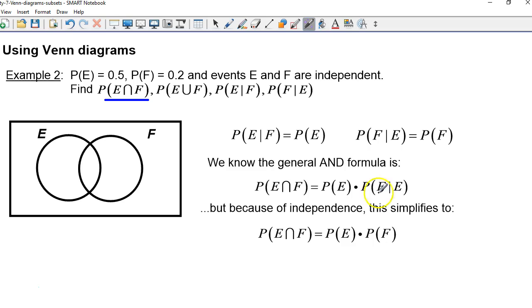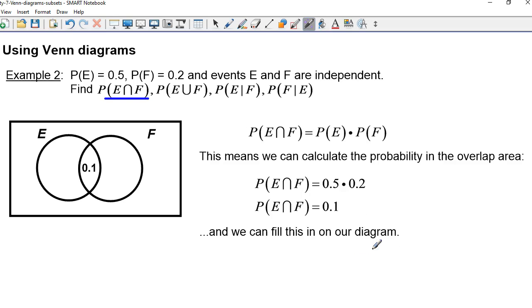So if we start with the general AND formula, let's pick the one where we have E first. The probability of E and F is the probability of E times the probability of F given E. But because we have independent events here, that means that this probability simplifies to just probability of F. And that means we have a simplified version of the AND formula we can use to calculate the overlap. Probability of E and F would be the probability of E, which is 0.5, times the probability of F, which is 0.2, which turns out to be 0.1.